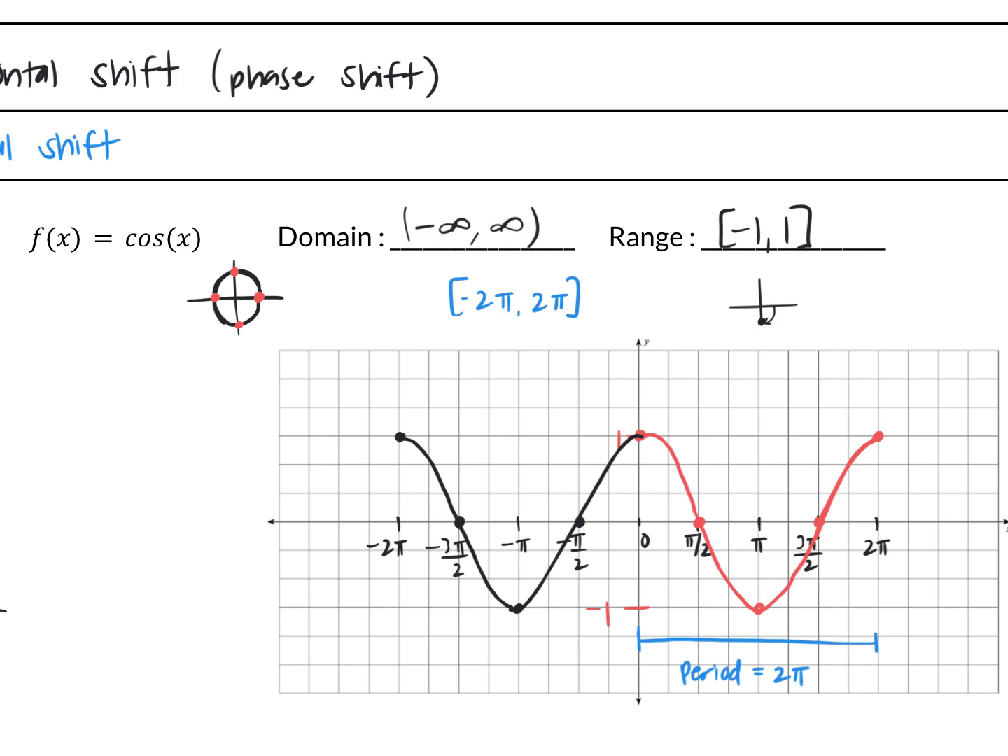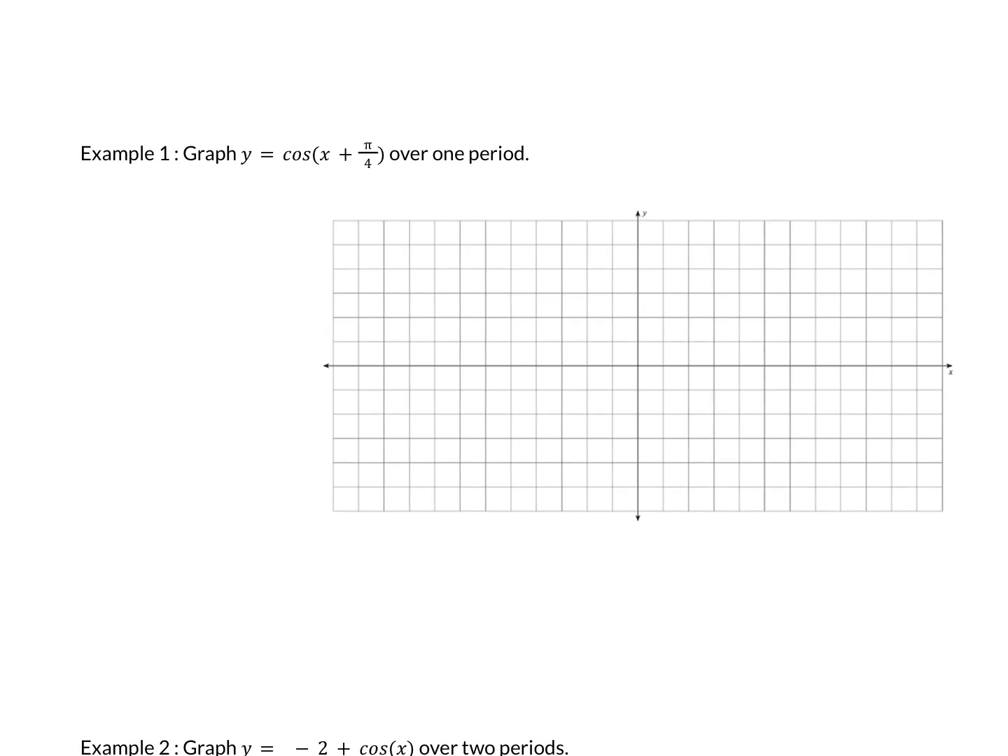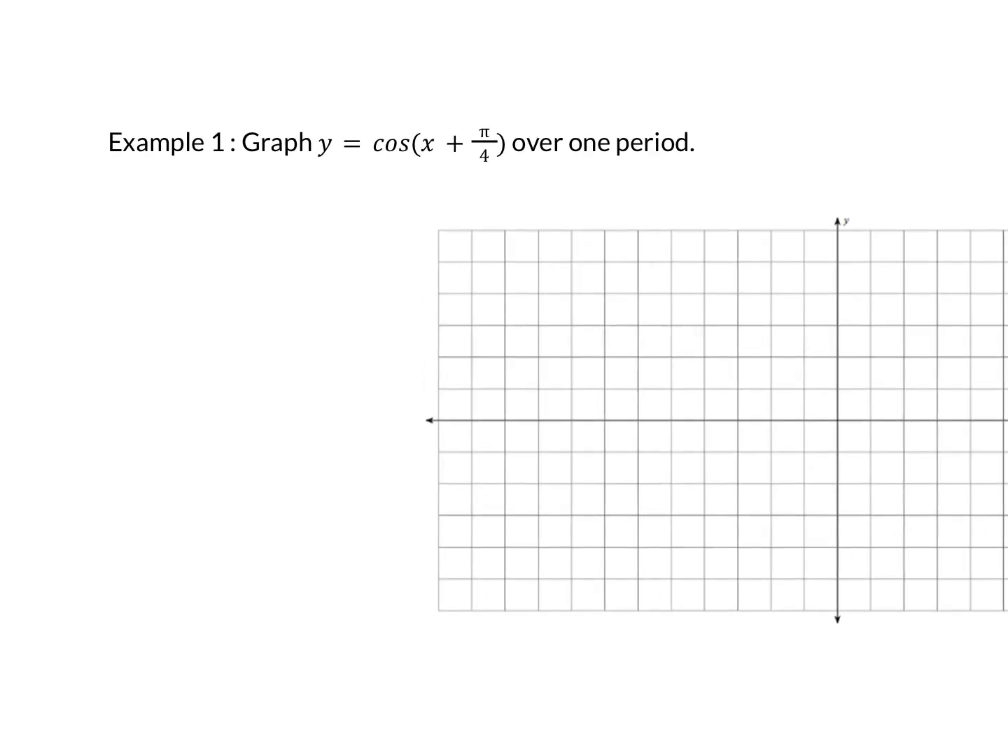Two more examples. This one I've got cosine of x plus pi over 4 in parentheses here, and we're graphing it over just one period. Okay? So think back to your algebra 2. What is this plus pi over 4 going to do? It's going to move it left pi over 4, right? So that means, is it going to affect my x values or my y values? X.